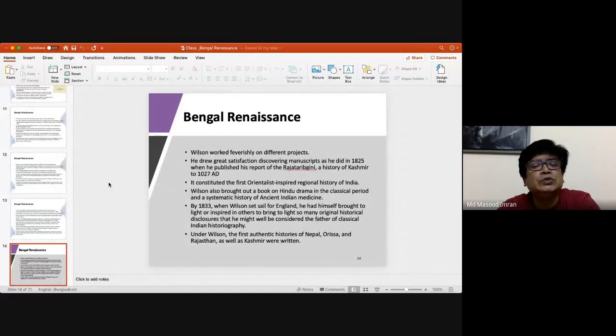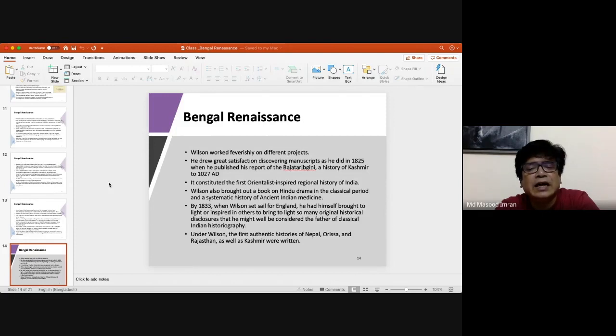Wilson also brought out a book on Hindu drama in the classical period and a systematic history of ancient Indian medicine. And you know that ancient Indian medicine has a huge historical background, and for the first time Wilson figured out that history, especially the Ayurveda and Unani. By 1833, when Wilson set sail for England, he had himself brought to light or inspired in others to bring to light so many original historical disclosures that he might well be considered the father of classical Indian historiography. Under Wilson, the first authentic histories of Nepal, Orissa, and Rajasthan as well as Kashmir were written.